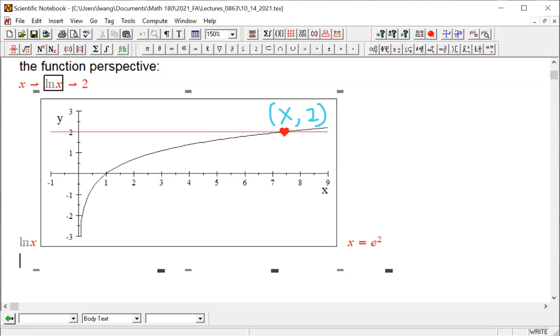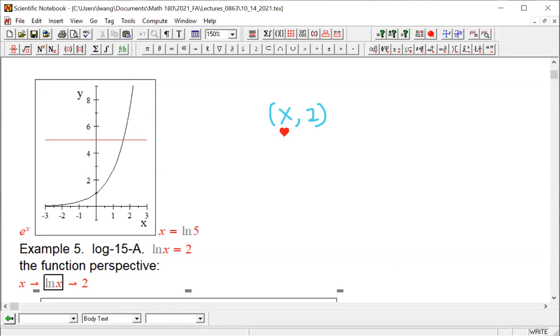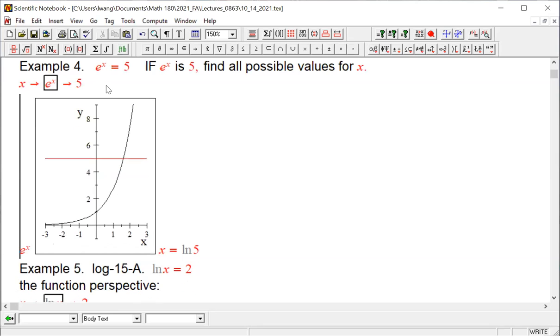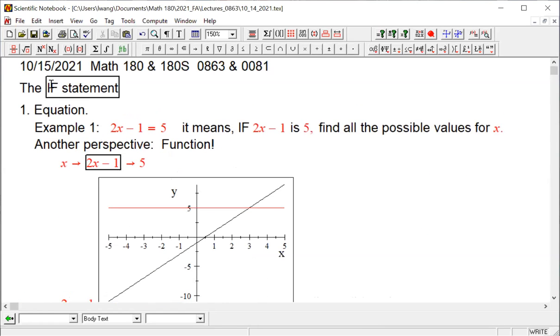Okay, the if statement. The first kind of if statement we call equation. Okay, so let's go back to the top. Equation. A lot of you know the word equation, right? Do you know the implication of equation? I hope you know now. At least you know a little bit more about it. So equation is an if statement, but this is the first kind. We have a second kind.